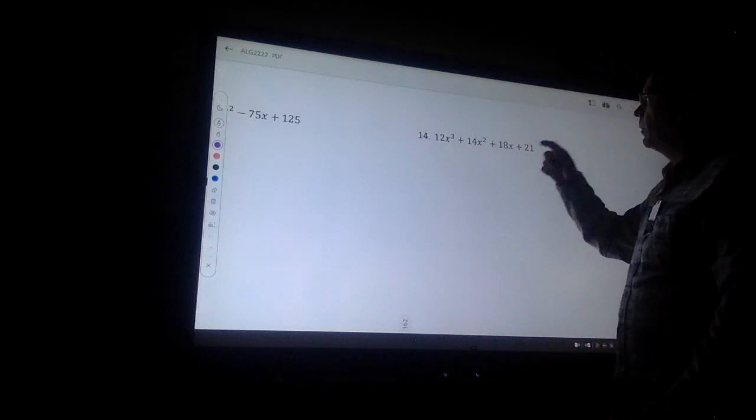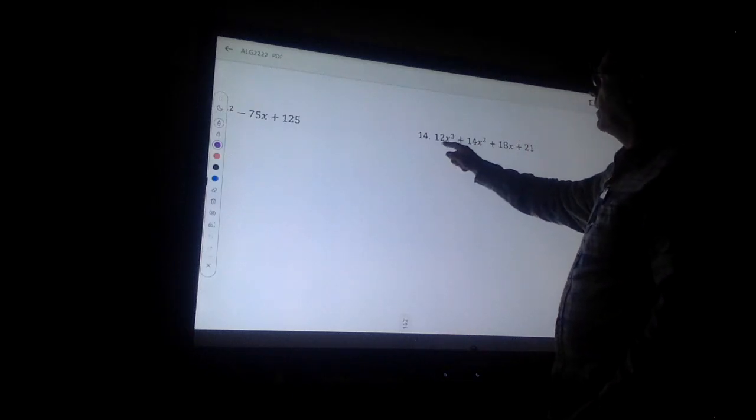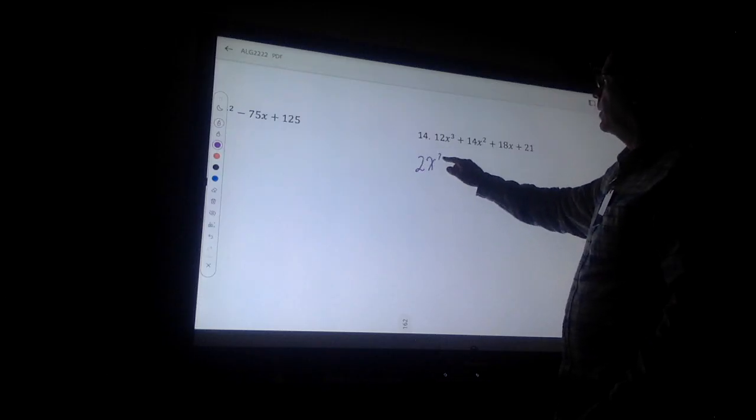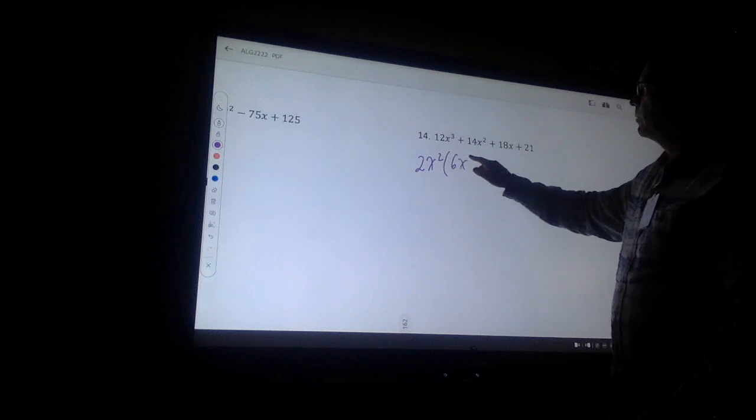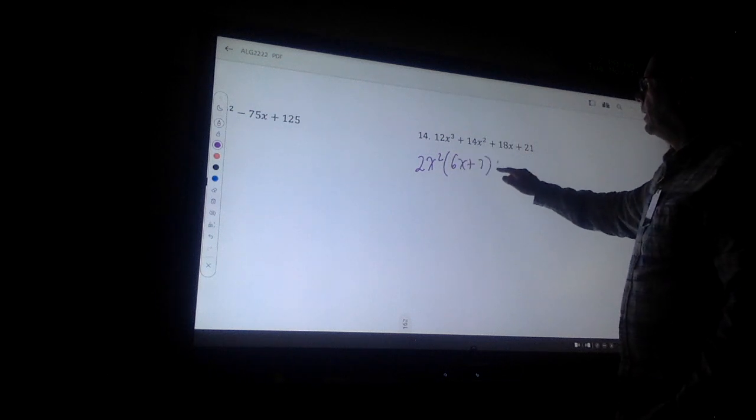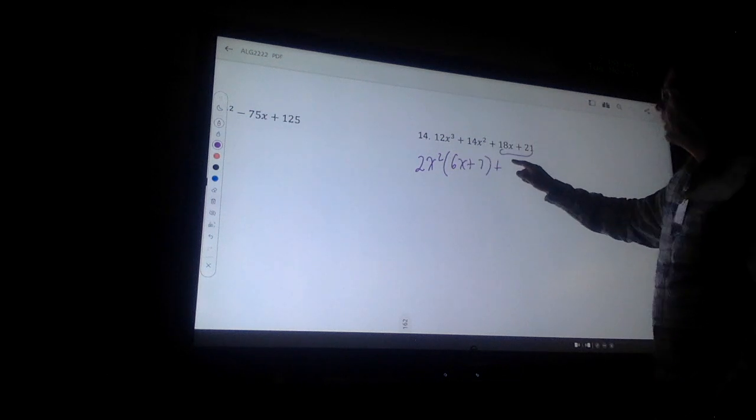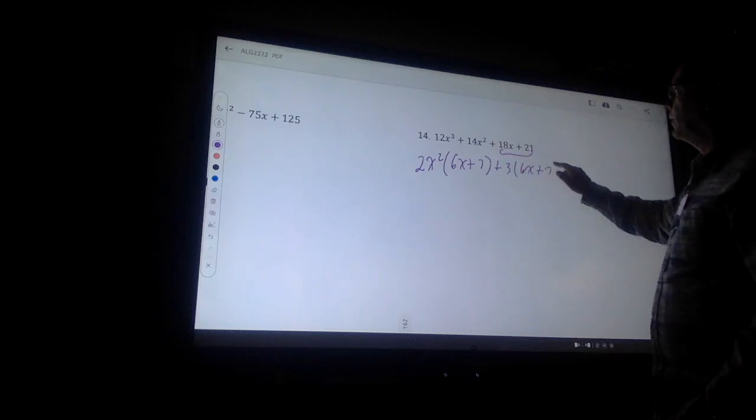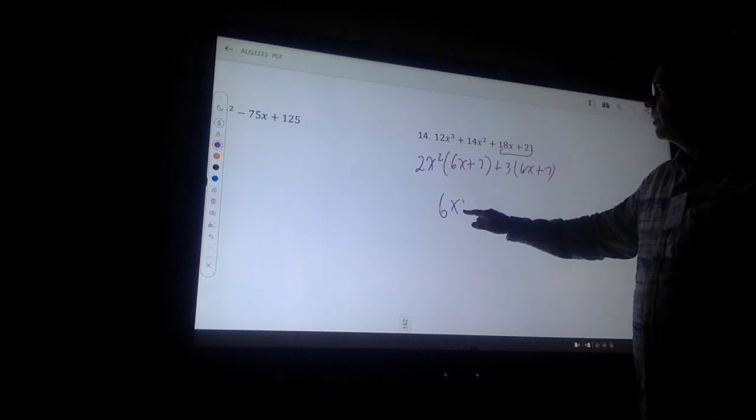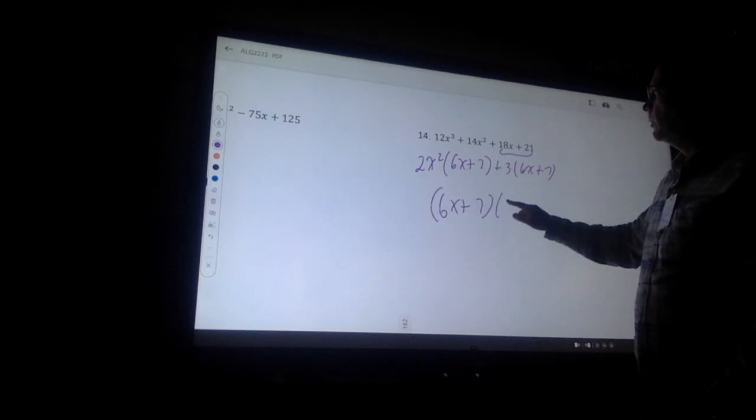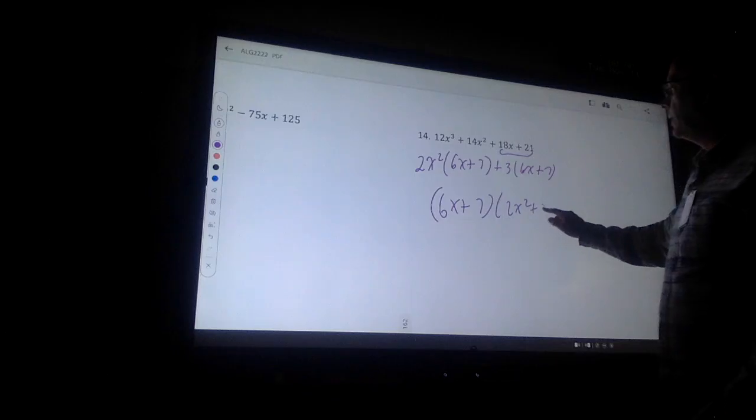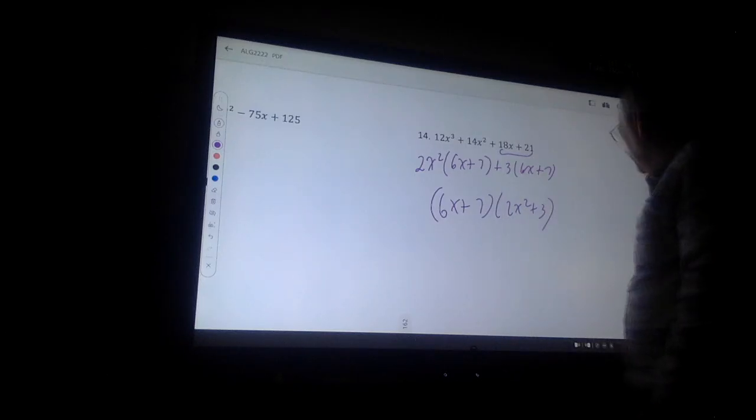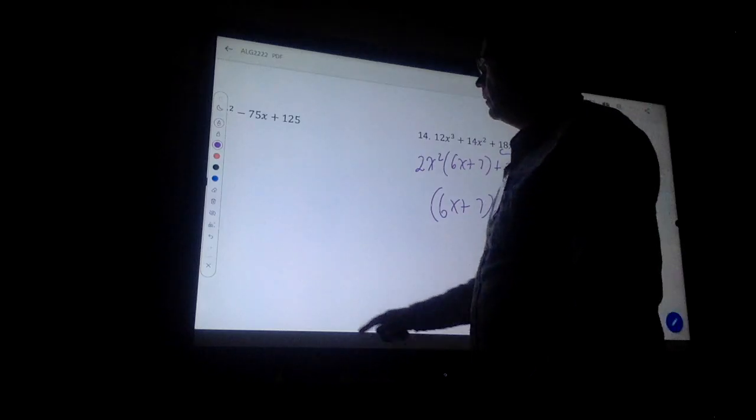All right, now number 14, I can factor out a 2x squared. That's going to leave me 6x plus 7. And from here, I can factor out a 3, which is going to leave me 6x plus 7. So my answer is 6x plus 7 and 2x squared plus 3. And that's all done. That should take care of the homework.